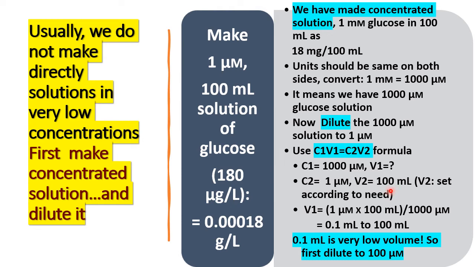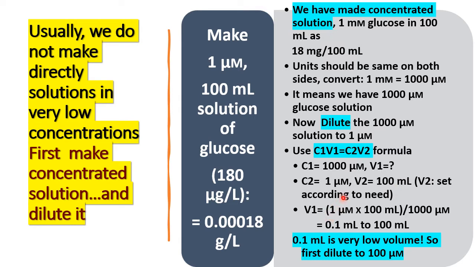Like here I set 100 ml, but if you want to make this solution maybe 10 ml, maybe 250, 500 ml, or even 1 liter, you can set it here. If you want to make 1 liter, you have to set it as 1000 ml to make the unit the same on both ends. So here I set it at 100 milliliters.